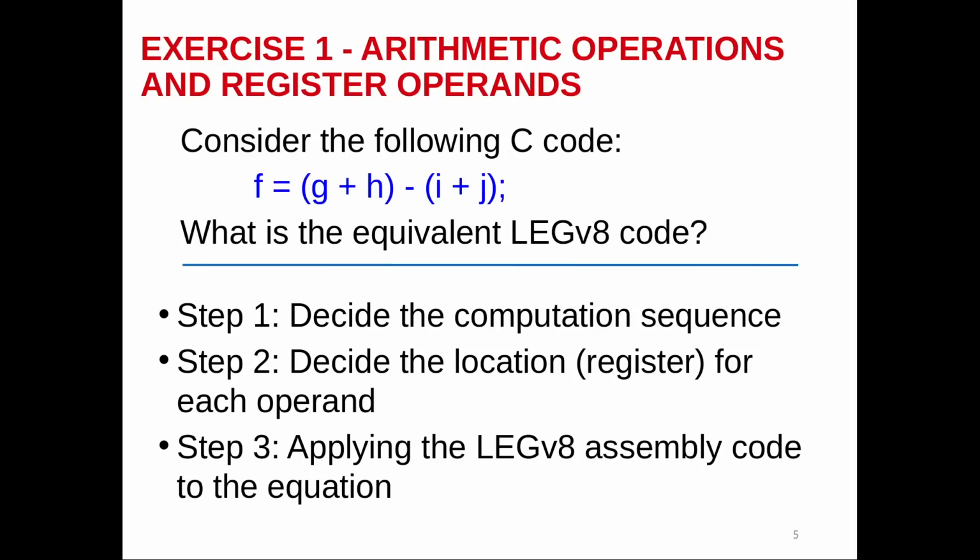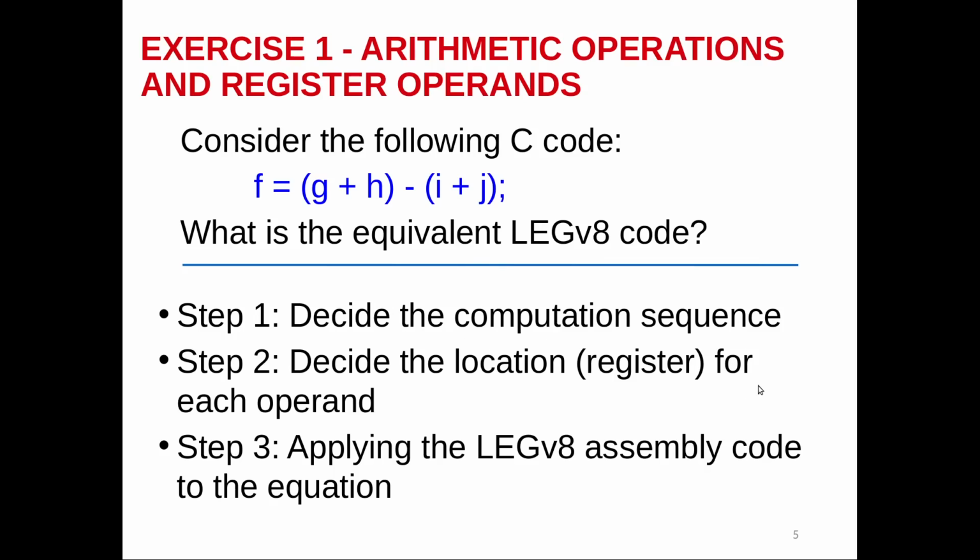Well, now we will go into our first experiment, the arithmetic operations and register operands. The question is, we will consider this C code F equal G plus H minus I plus J, and we will need to find the equivalent LACVS code. As we can see, this equation includes several computations, and so we will need about 3 steps to find the LACVS code. At the first step, we will decide the computation sequence.